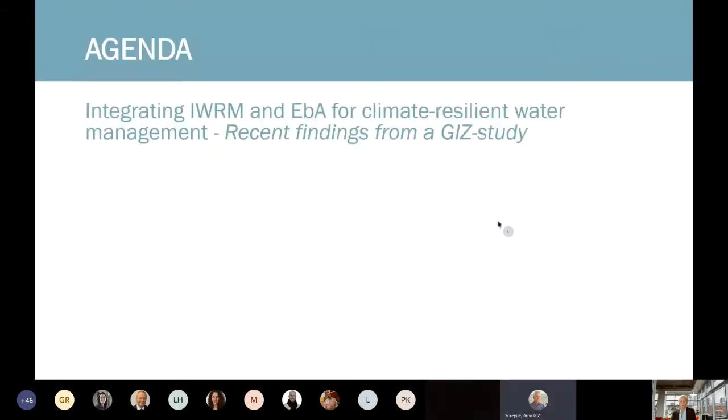The session covers some findings from a recent GIZ study that will be launched in November this year. The study addresses how climate resilience can be approached in watersheds by merging concepts and mechanisms from two leading approaches in water management and ecosystem thinking, namely integrated water resources management, or in short IWRM, and ecosystem-based adaptation, in short EbA.